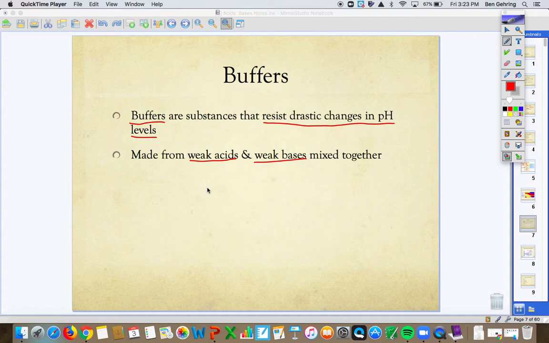So things like swamps and ponds that have a lot of natural buffers, when the buffers run out, all of a sudden you have a big massive die-off because the pH changed so drastically, and all the organisms inside aren't ready for that and they die off.